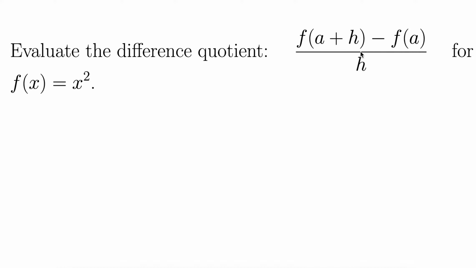Evaluate the difference quotient, pretty much this fraction, for the function f(x) equals x squared. Okay, so when we have f(x) equals x squared, all that means is this x is input and that input's quantity squared. We don't write parentheses since we have only one letter here, but this is input squared.